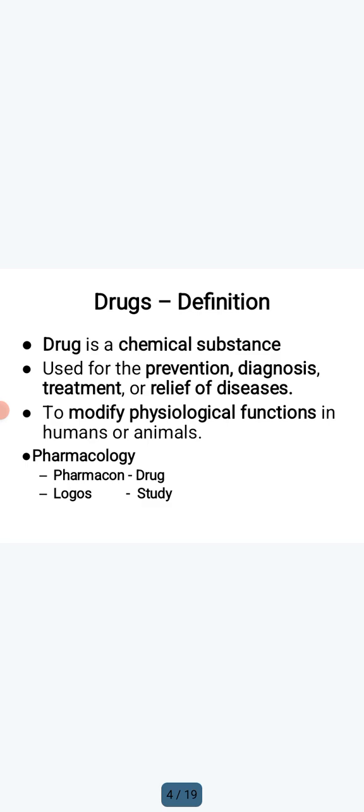What is meant by drug? A drug is a chemical substance used for the prevention, diagnosis, treatment, or relief of diseases, to modify physiological function in humans or animals. In pharmacology, pharmaco means drug and logy means study.